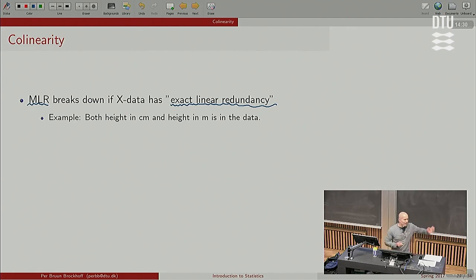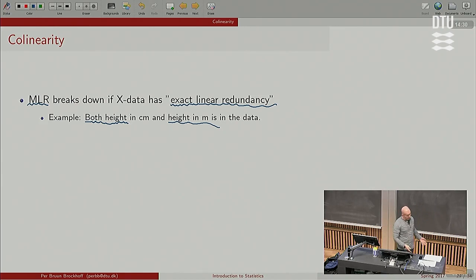So X data is a number of X columns, right? That can happen in real Excel sheets. Maybe people just store a lot of columns. Maybe some of them are more or less the same information. As long as it's just an Excel sheet, it doesn't hurt to have a lot of columns. What if you, for some odd reason, had both the height in centimeters and the height in meters? Those are closely related, right? By a fixed factor of 100. So that's what I mean by exact linear redundancy.